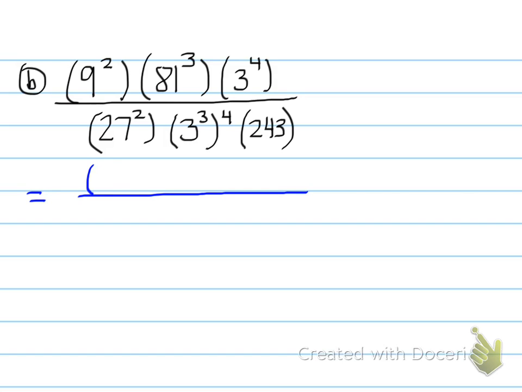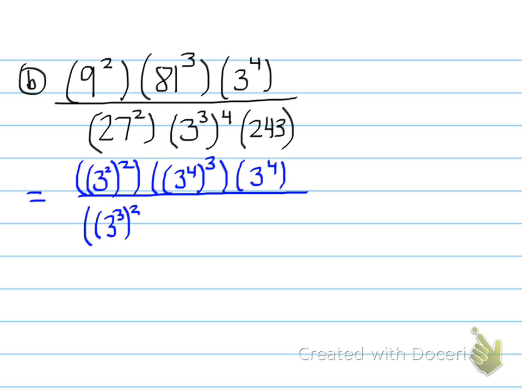So we have 3 squared, 81, and don't forget it's 9 squared originally, so it's 3 squared squared. 81 can be rewritten as 3 to the power of 4, all cubed. 3 to the power of 4 stays the way it is. The 27 that's here can be written as 3 cubed squared, and 3 cubed to the 4. We can simplify that to 3 to the 12. And 243, lo and behold, folks, turns out to be 3 to the 5.